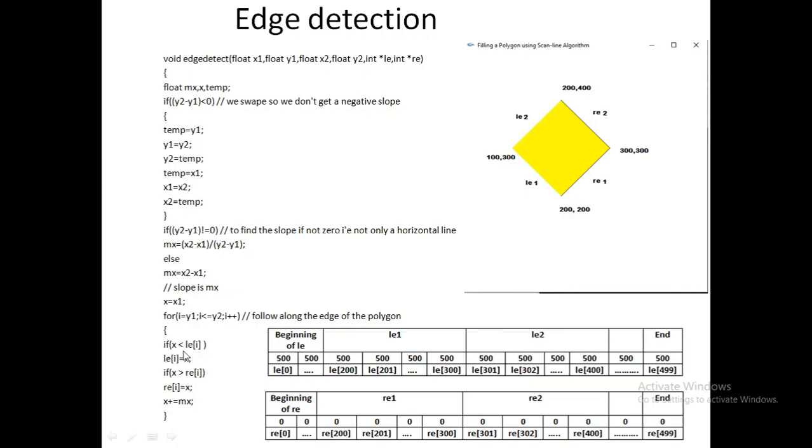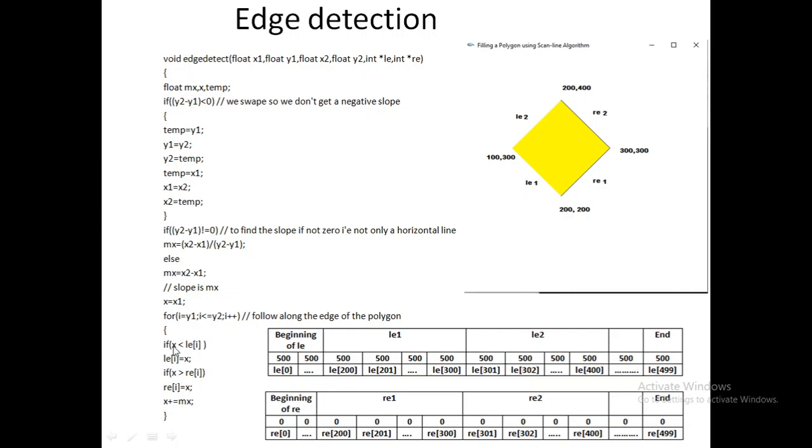If x is less than LE of I, what is LE of I? That is left edge of I. Left edge of I is 0, right? Not 0, y1. It is starting from y1, 200. So LE of 200, already we have initialized 500, correct? So this value is 500. You can see here, 500.